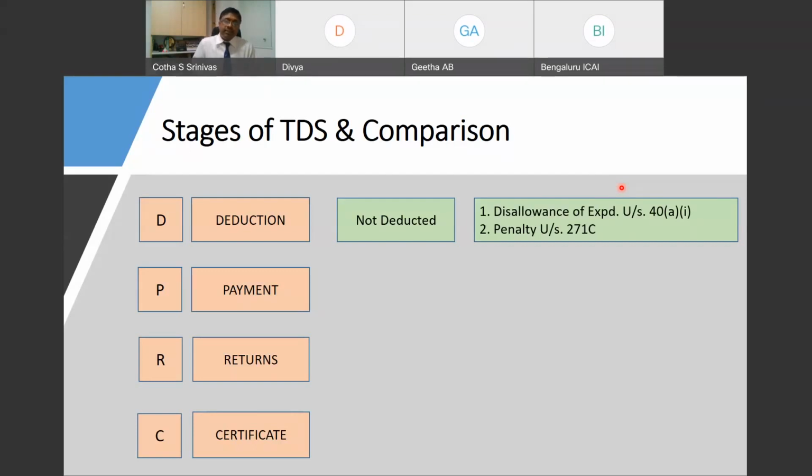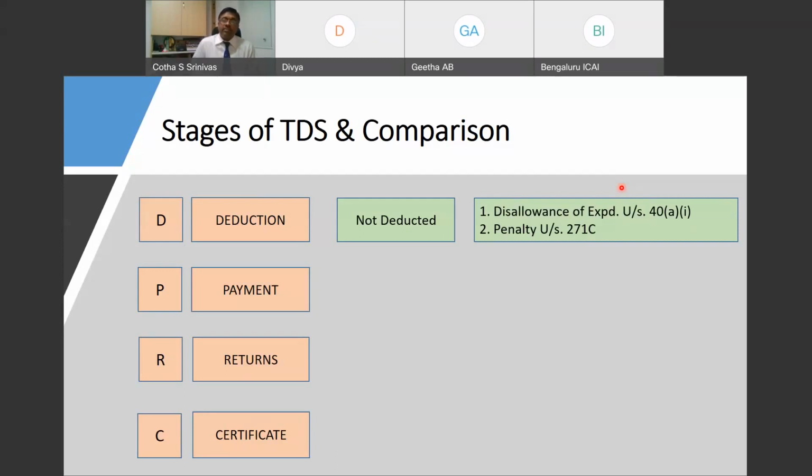Apart from that, there is also a penalty under section 271C. Section 271C is a 100% penalty equal to the amount of tax that needs to be deducted. For example, say 10 lakhs is the payment to be made to a non-resident, on which 10% is the TDS, which comes to 1 lakh. If the resident has made a payment of 10 lakh rupees to the non-resident without deducting TDS, then the penalty under section 271C will be 1 lakh rupees, equal to the TDS amount not deducted.